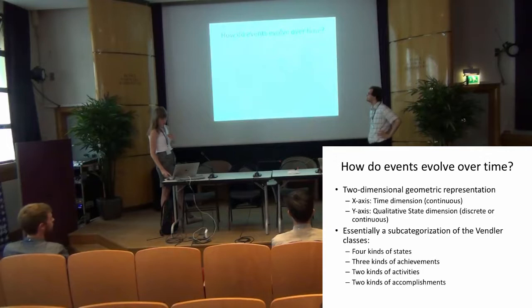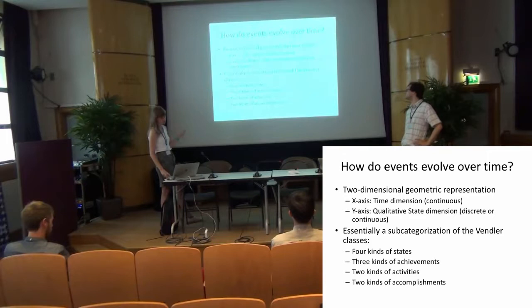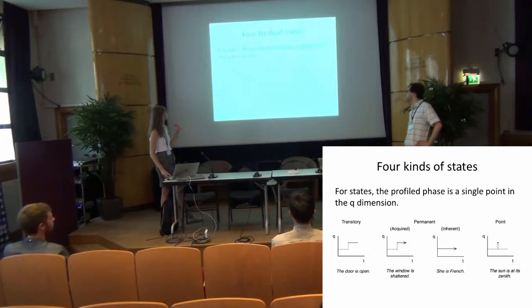So how do events evolve over time? He showed this in his keynote talk here as well. There is a two-dimensional geometric representation, with time on the x-axis, and on the y-axis the qualitative state, which can be discrete or continuous. I will give some examples of these diagrams that you might remember. This representation is a subcategorization of the original Vendler classes, with four kinds of states, three kinds of achievements, two kinds of activities, and two kinds of accomplishments. But we should go to our example.